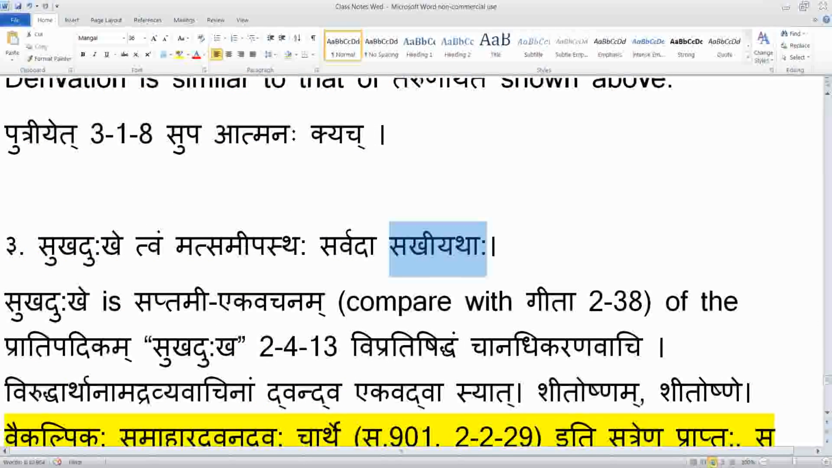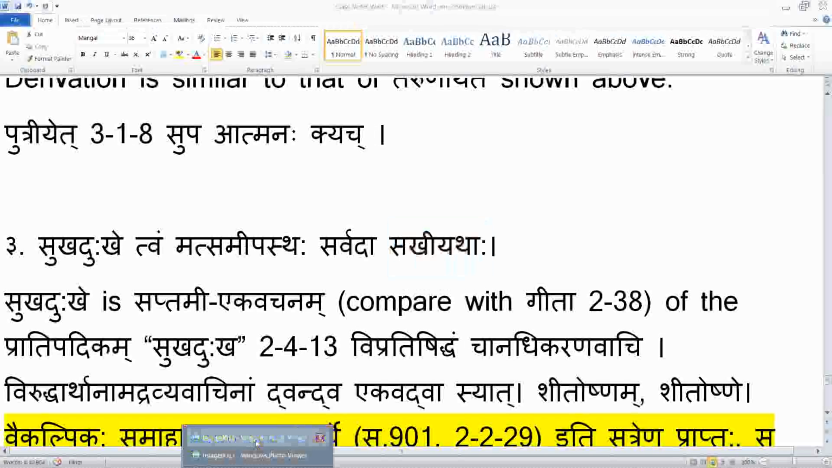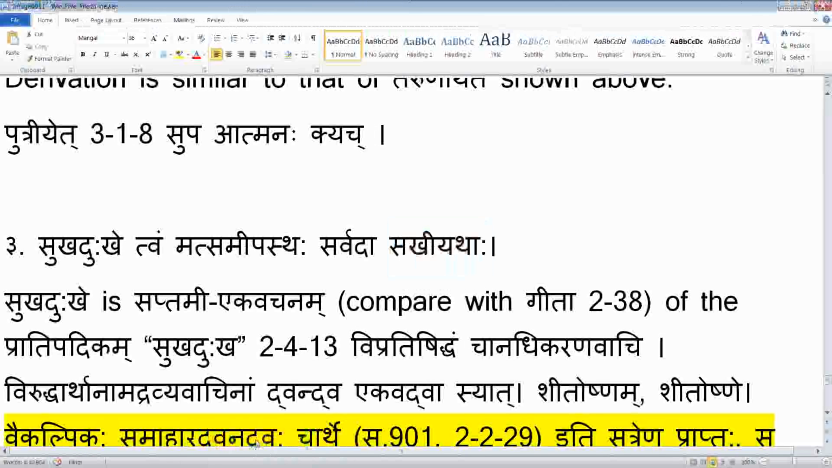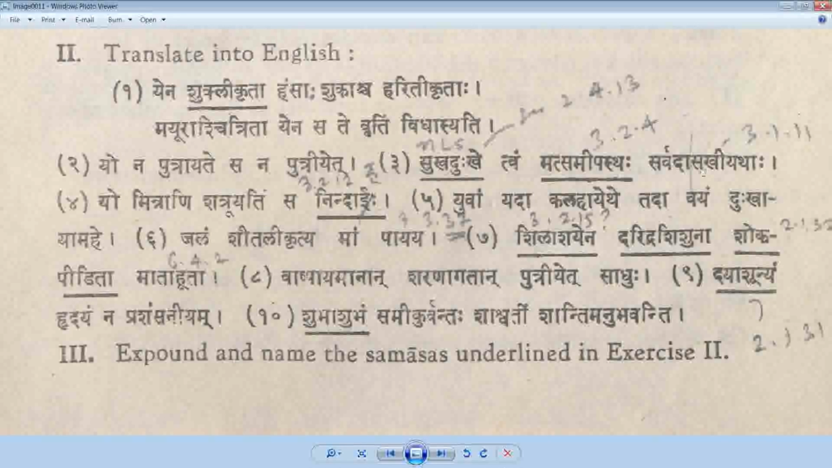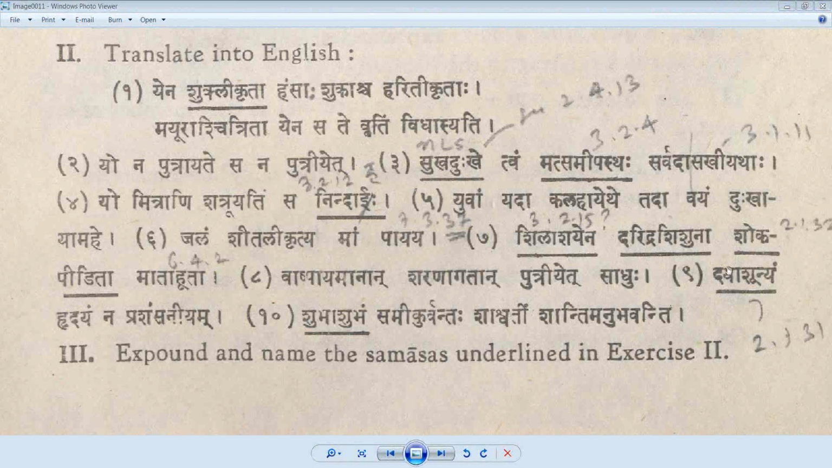Let's look at the book here. What you have. Sakhiyathaha. Sarvada sakhiyathaha. Let me ask something from the class. Anuji, are you there? Yes, that is it. What lakar is this sakhiyathaha? What lakar do you think this is?